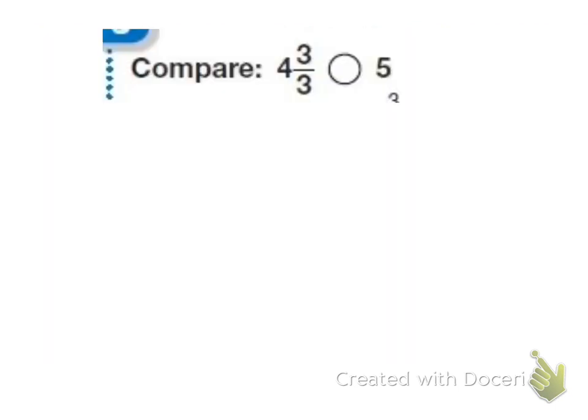All right. This next problem says to compare 4 3/3 and 5. Well, I know that 4 3/3 means 4 plus 3/3. Well, I know that 3/3 is the same as 1. So I have 4 plus 1. So 4 plus 1 equals 5. So I'm comparing 5 and 5, which means that these two numbers are equal to each other.